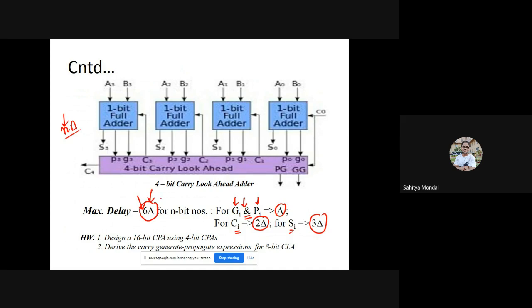So in case of a 16-bit carry propagation adder using 4-bit CPA, if you are going to design it, what is the total time that will be taken? 16 delta will be the time required by the CPA. But if you are going to calculate by using the CLA, the time will be constant. 6 is constant, so it cannot change. Understood what I am trying to say? Any confusion?